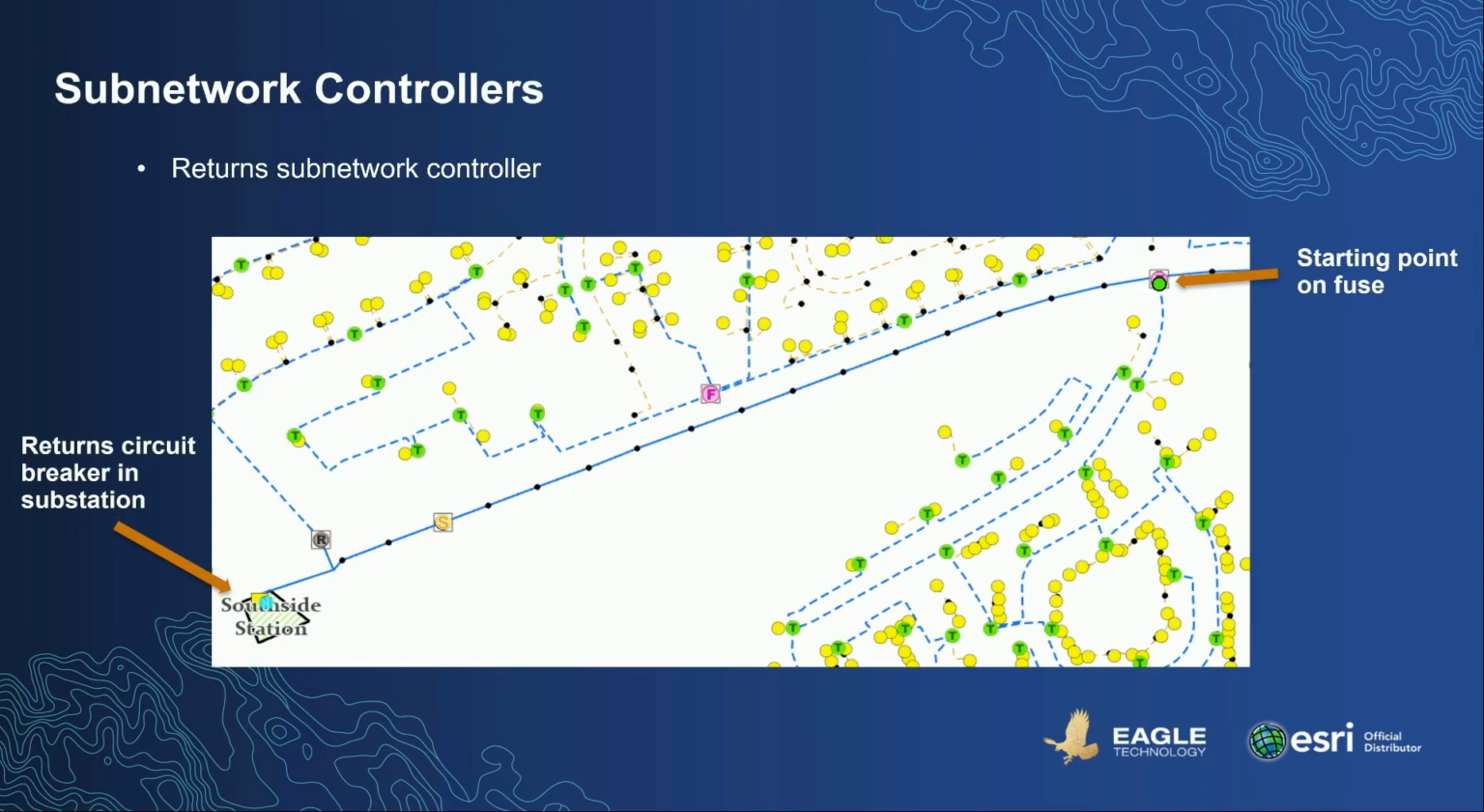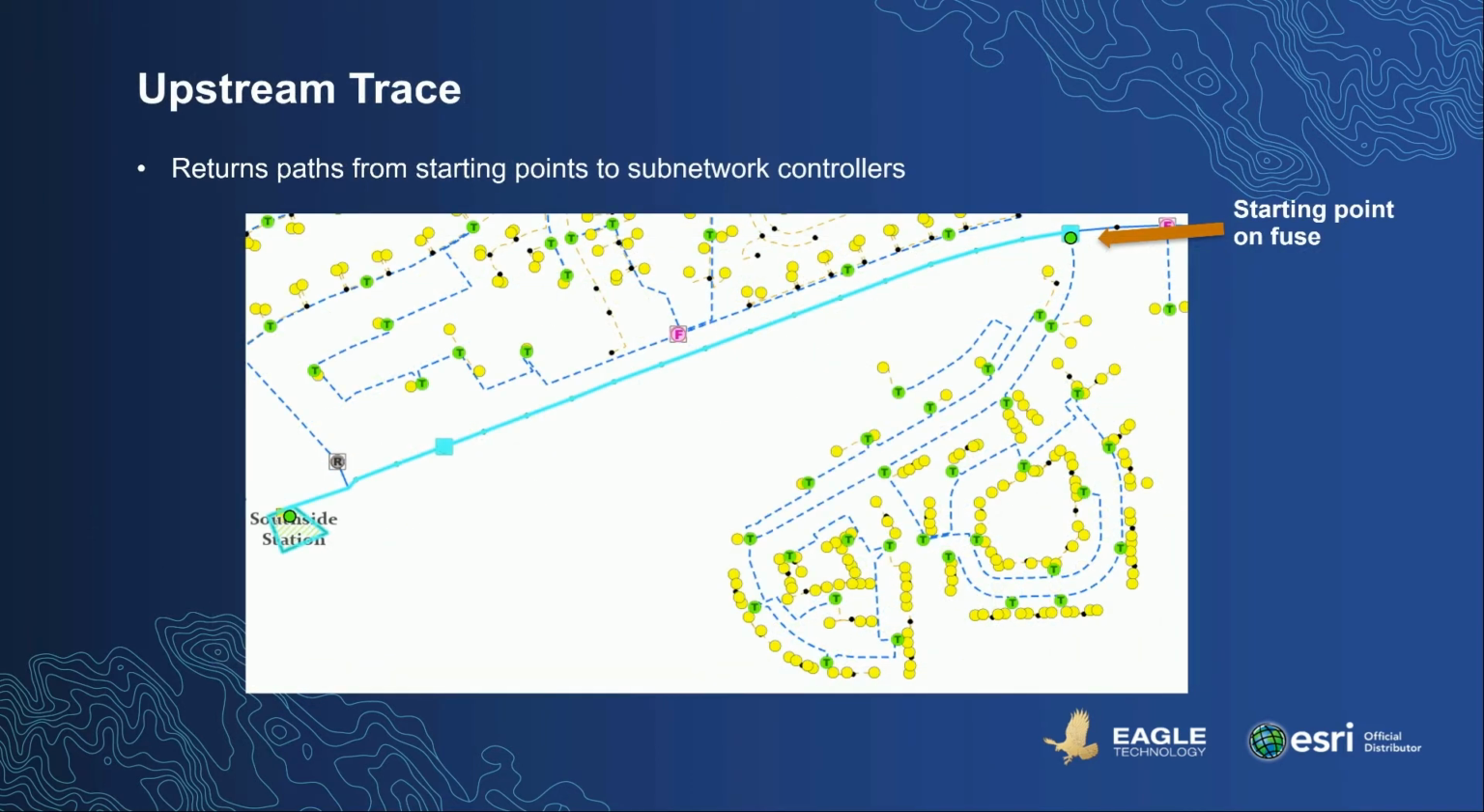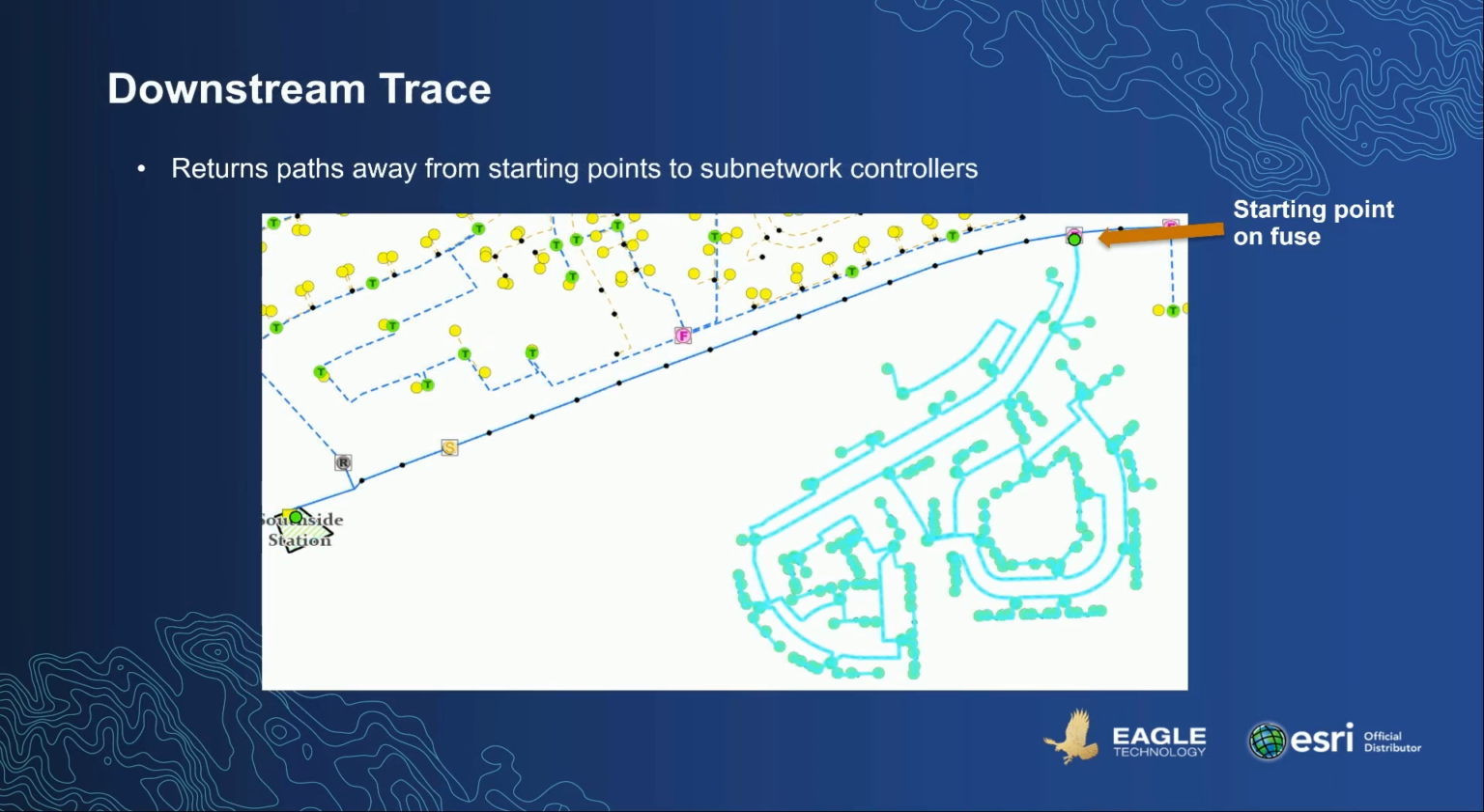A subnetwork controller trace, like its name suggests, identifies the subnetwork controller of the subnetwork. An upstream trace finds features upstream from the starting points to the subnetwork controller. A downstream trace finds features from the starting point that are away from the subnetwork controller.